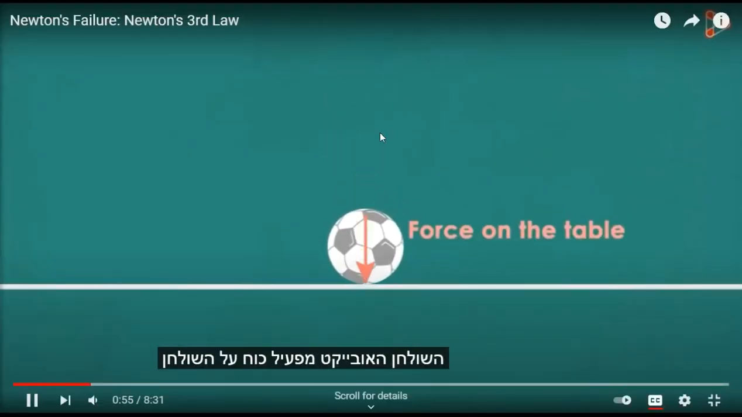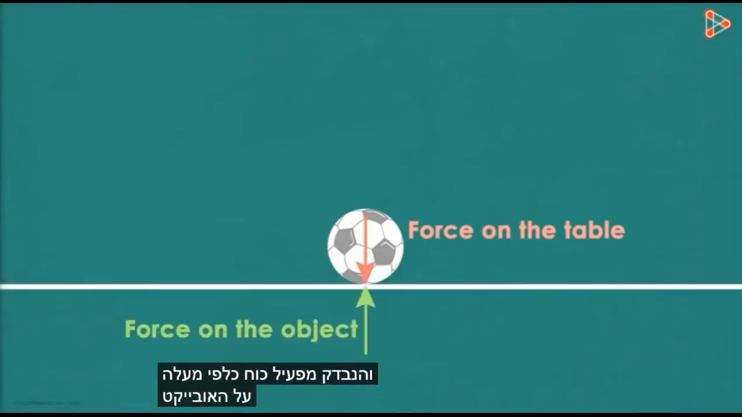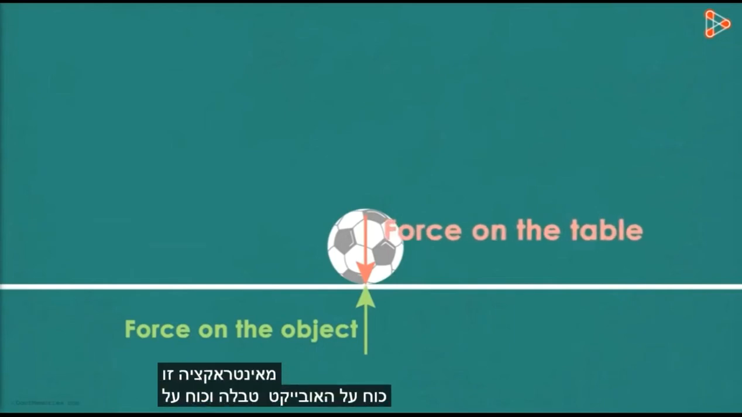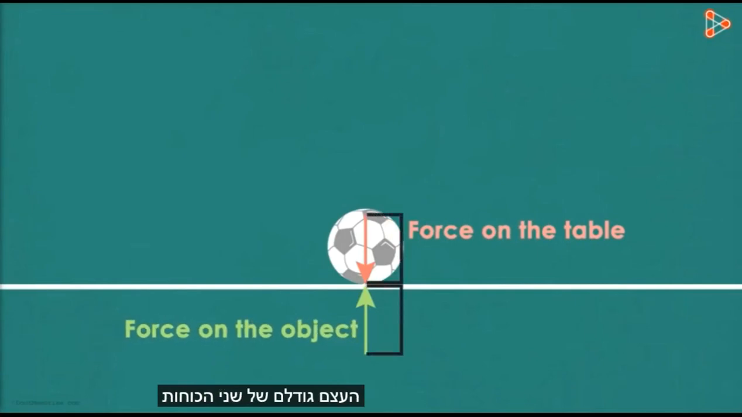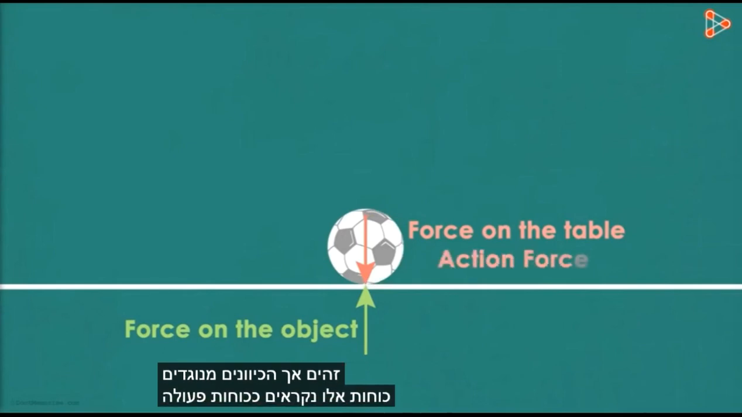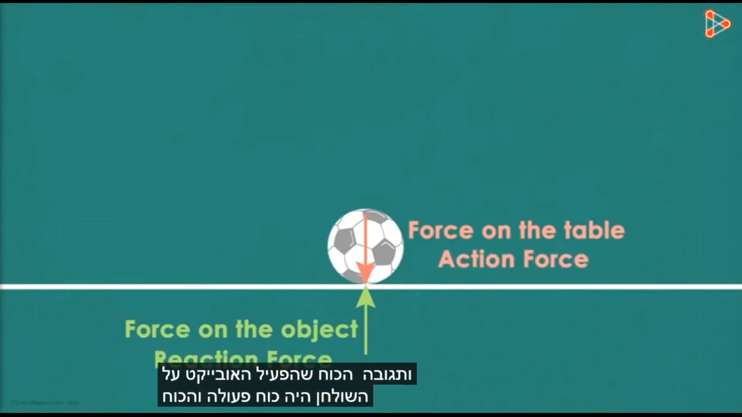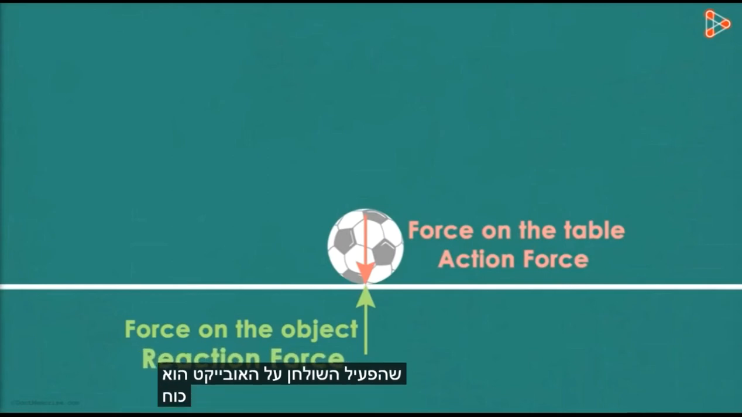The object exerts a force on the table, and the table exerts an upward force on the object. There are two forces that result from this interaction: a force on the table and a force on the object. The magnitudes of the two forces are the same, but the directions are opposite. These forces are called action and reaction forces. The force exerted by the object on the table is the action force, and the force exerted by the table on the object is the reaction force.